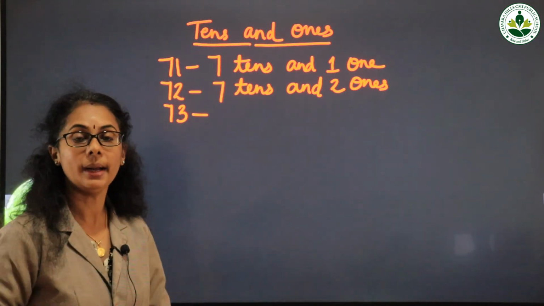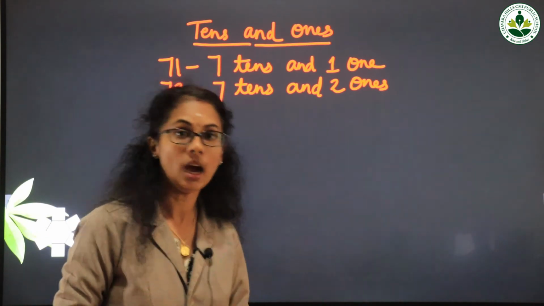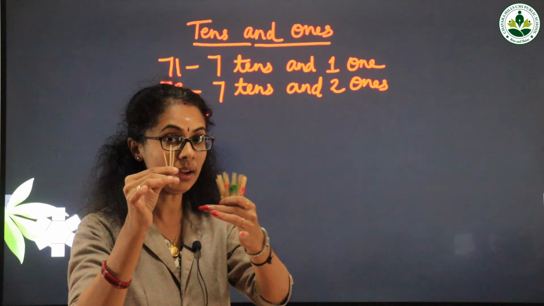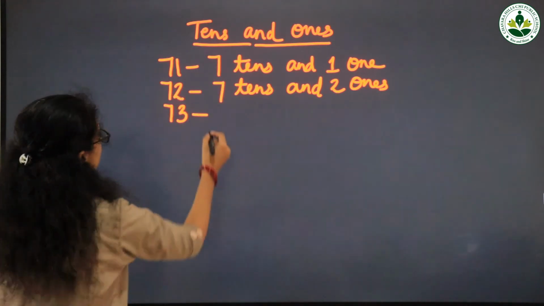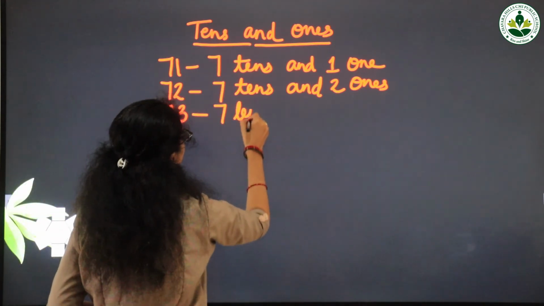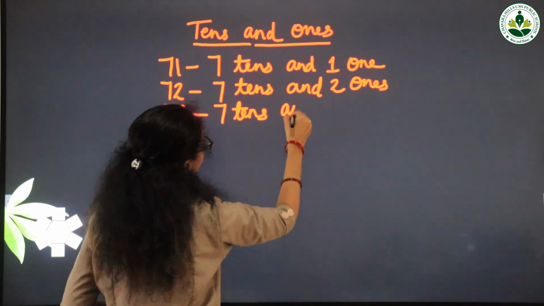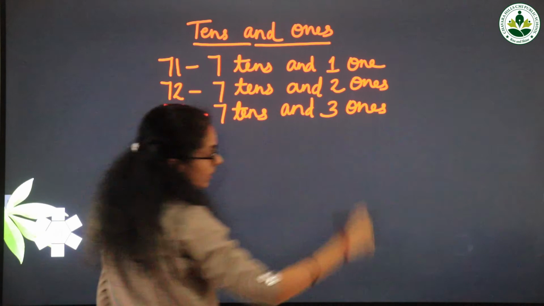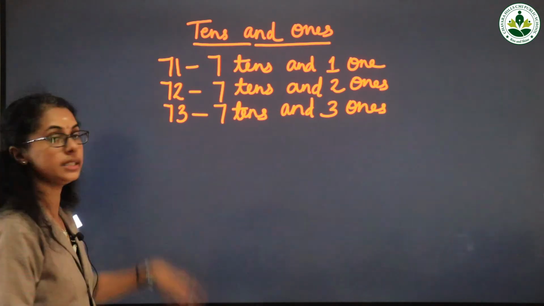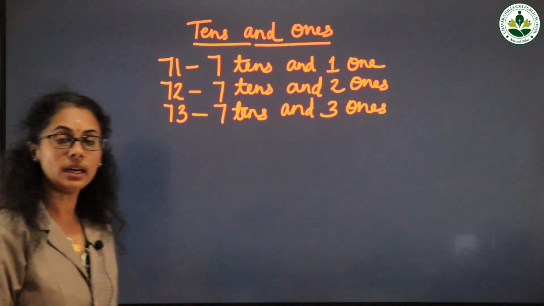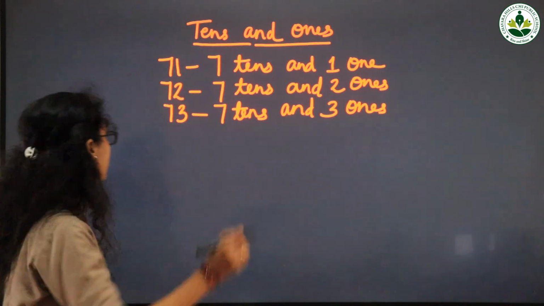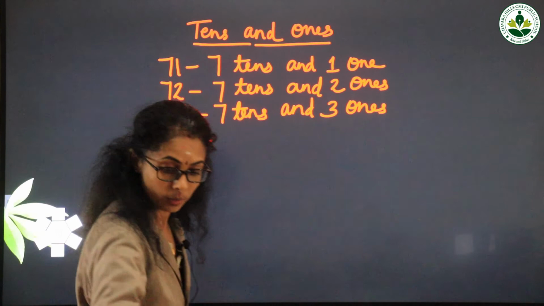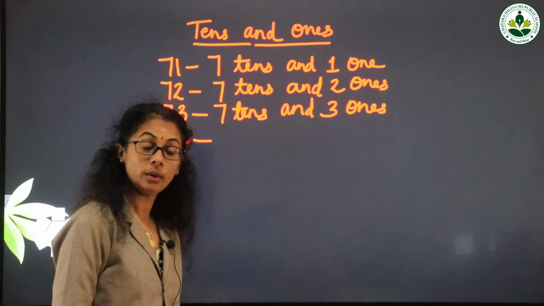Which number? Number 73. How many tens and ones in 73? 7 tens and 3 ones. Then which number comes after 73? Number 74. How many tens and ones in 74?